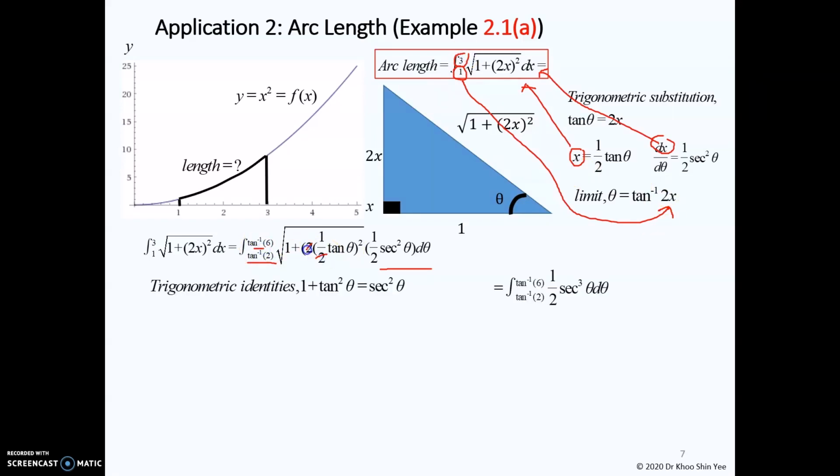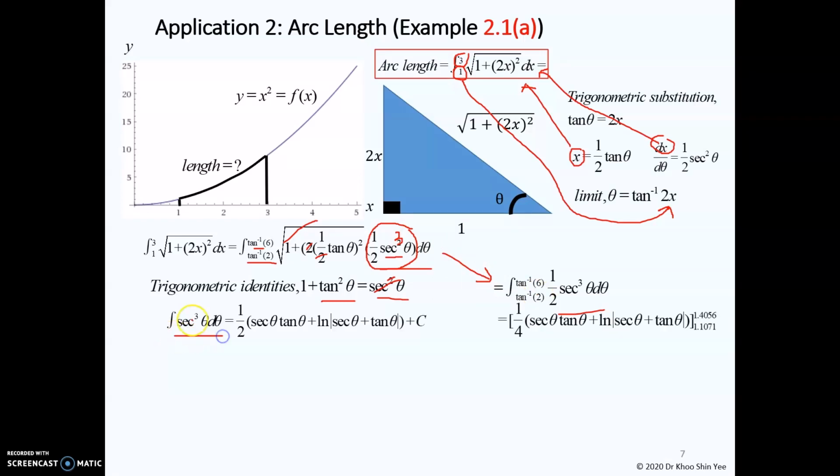So this can be cancelled. 1 plus tangent squared based on the identity is equal to secant squared. Substitute inside, the square root can be cancelled. Secant multiplied with secant squared, so you should obtain secant to the power of 3. So this is the final answer. And this is the simplification of this formula.